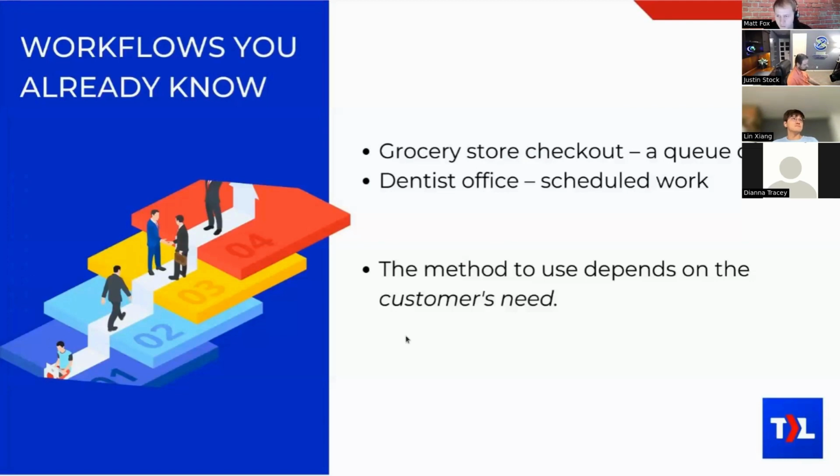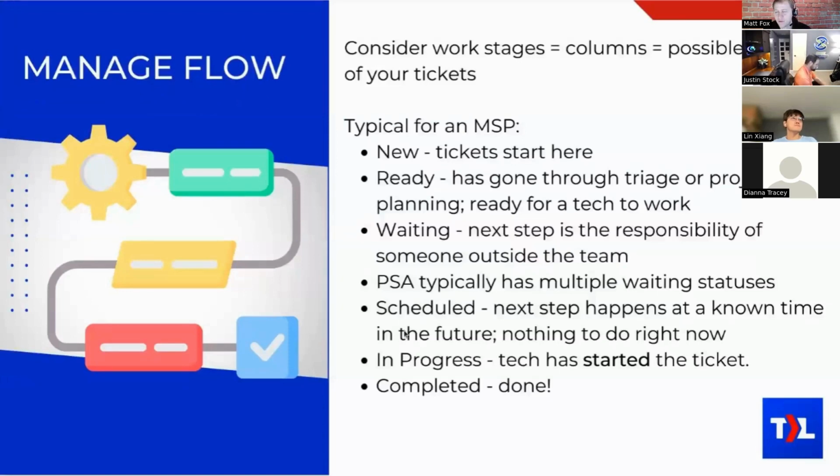Okay, so I want to go into a little more detail here, just briefly, with examples of the stages of work at an MSP. The stages of work are the same as the columns on a Kanban board, and kind of think about the possible statuses that you'll find your tickets in. Pretty typical for an MSP, one is the new status. Tickets start out there, usually whether it's service or help desk. Then they have ready. That means it's probably gone through some sort of triage or project planning. Basically, it's ready for a technician to work on.